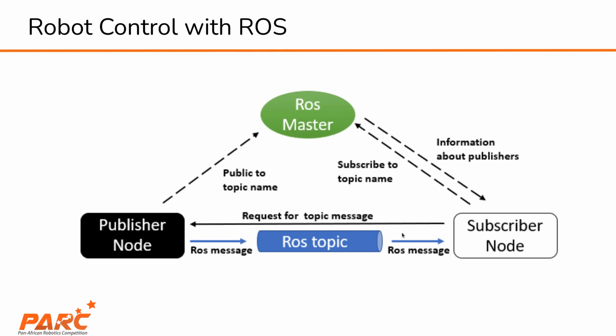Can you summarize, please? All right, yeah. So in the ROS communication network, you have publishers and subscribers communicating over what we call ROS topics.